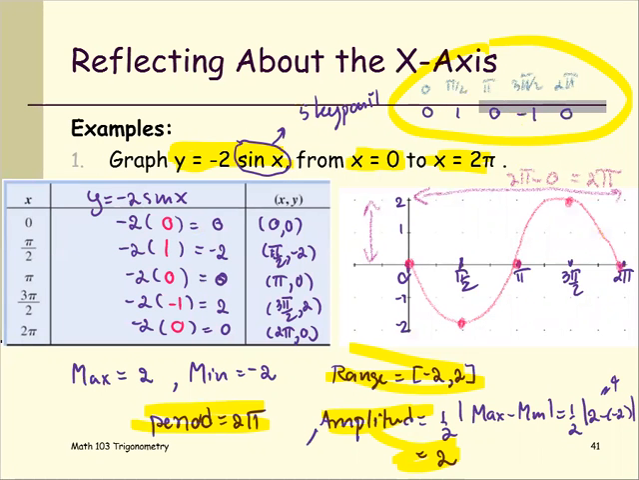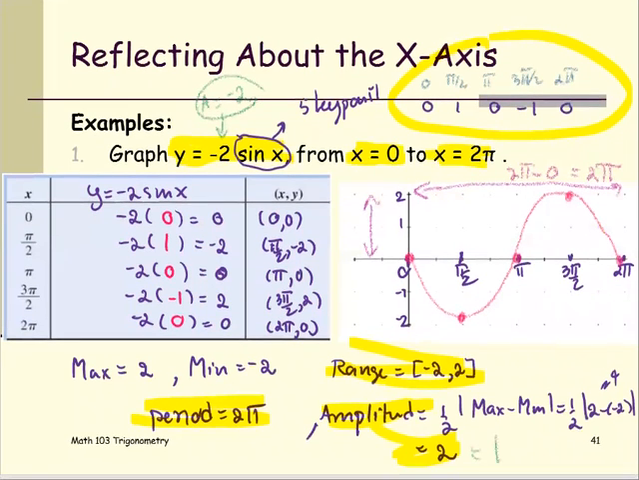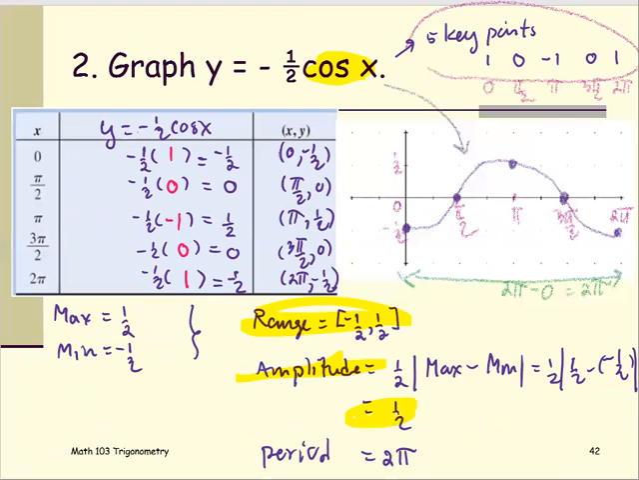So from the problem, for this one, a is negative 2. So the amplitude is the absolute value of a, which is the absolute value of negative 2. The range is from negative absolute value of a to positive absolute value of a. Same as the graph of the cosine.